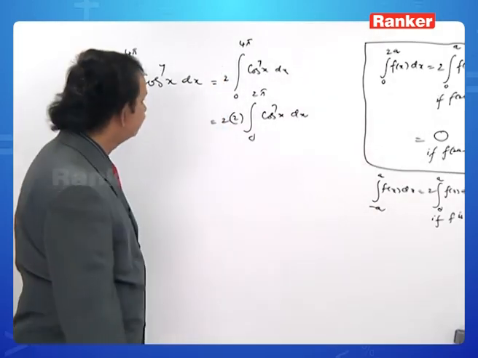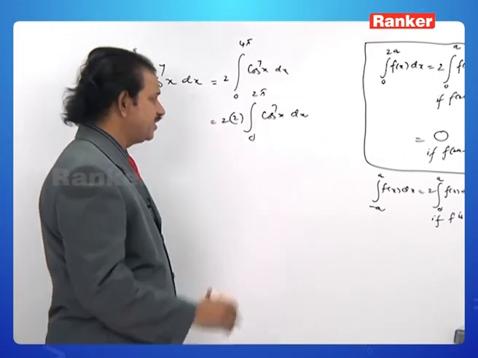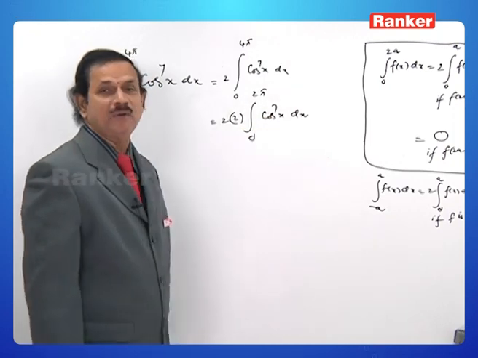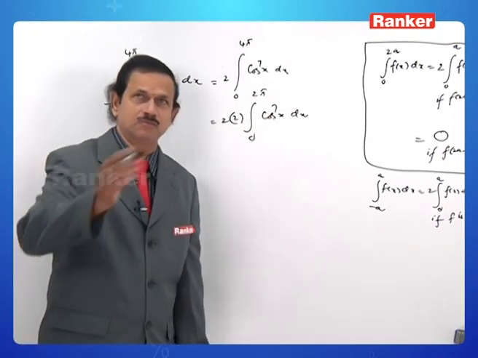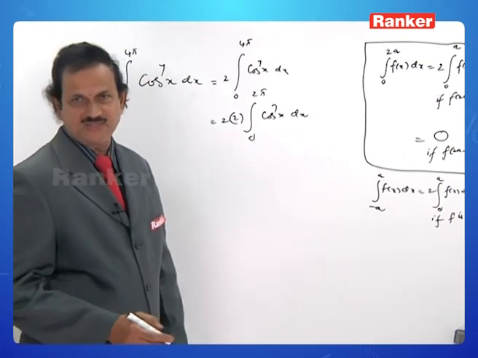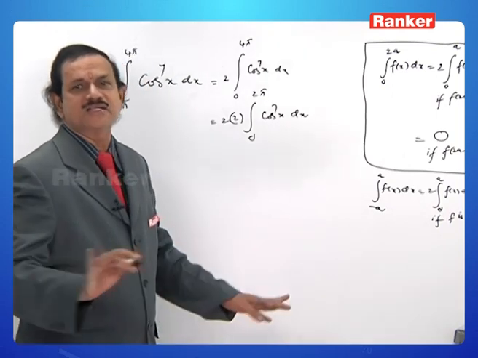Again, it is to be repeated. In the place of 2a, we have 2 pi. Consider cos of 2 pi minus x. What is cos of 2 pi minus x? 2 pi minus x is in the fourth quadrant, where cos is positive. No problem. Power 7 is again positive. So there are no changes at all.